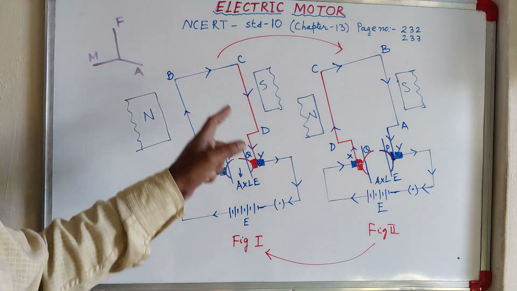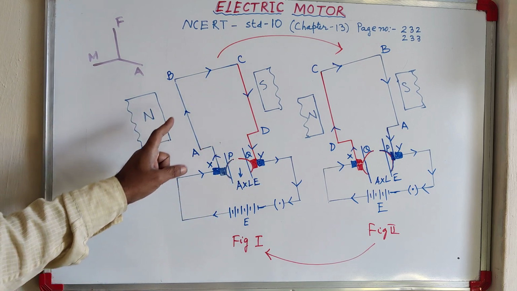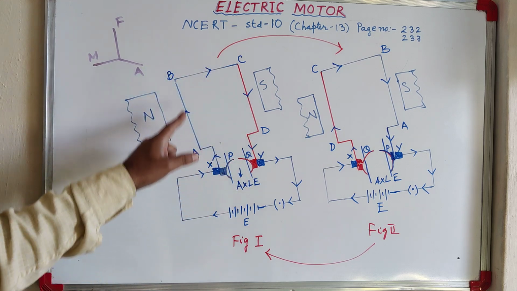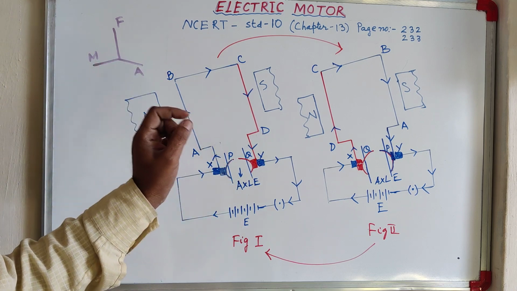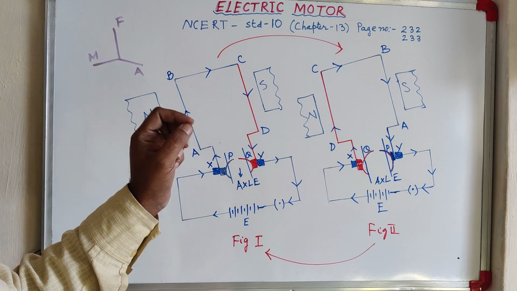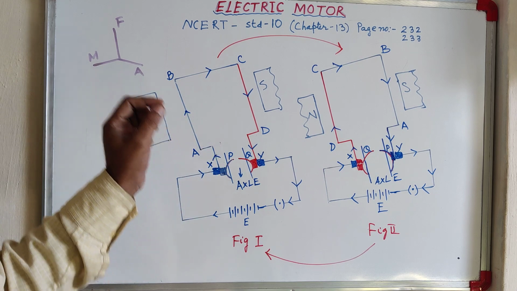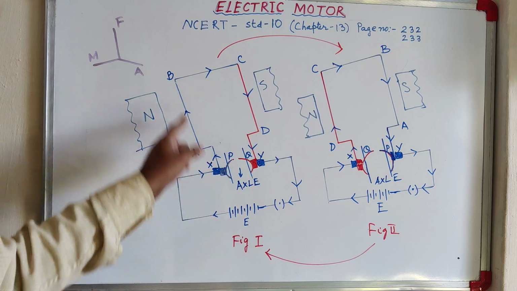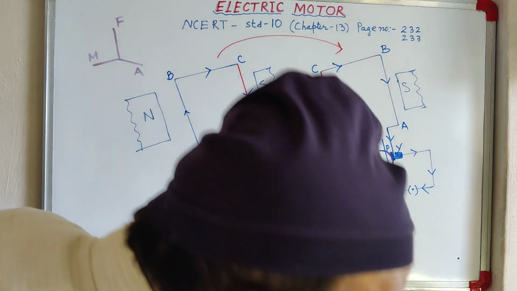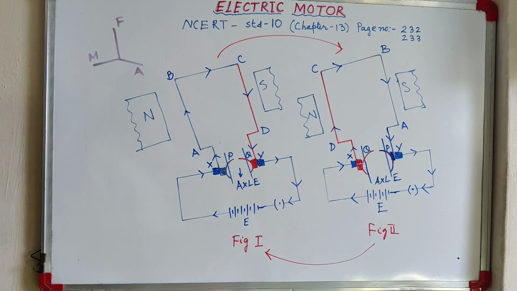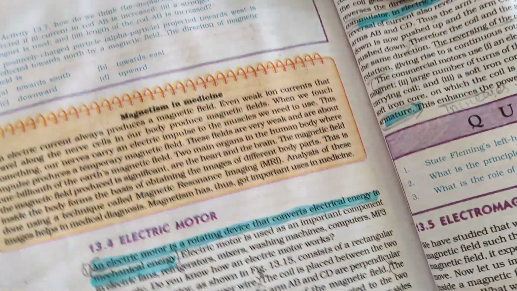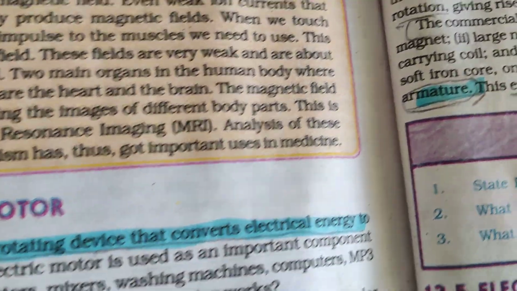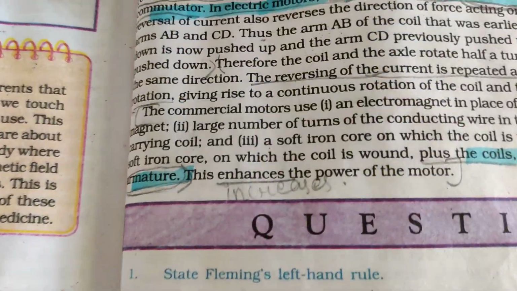And in between the poles, there is a coil. Coil is made up of copper, and it is an oxidized, insulated copper wire. And this is a coil. This coil is called armature. In your textbook it is written, this coil is called armature. See, here in this portion, armature. Okay, this line, the coil is called armature.